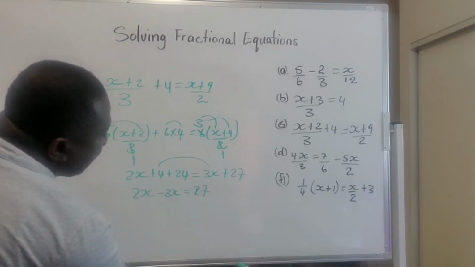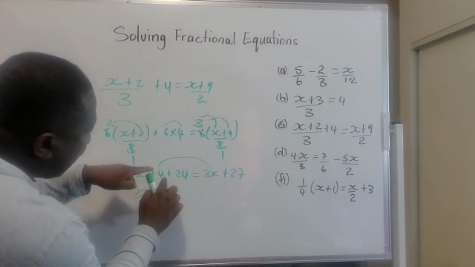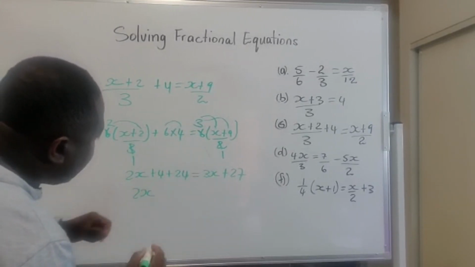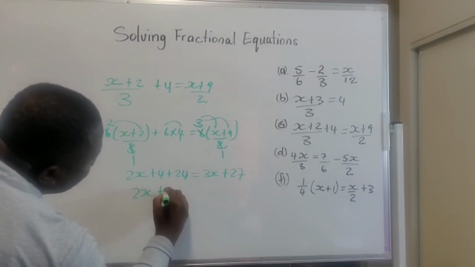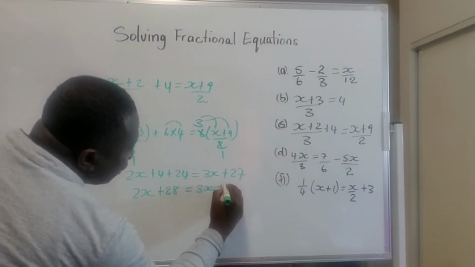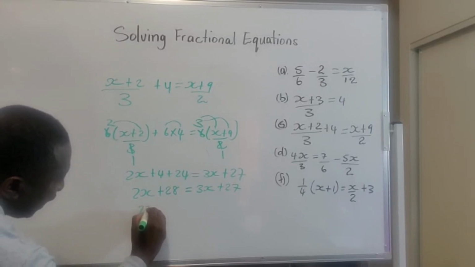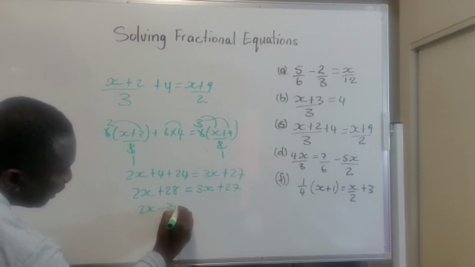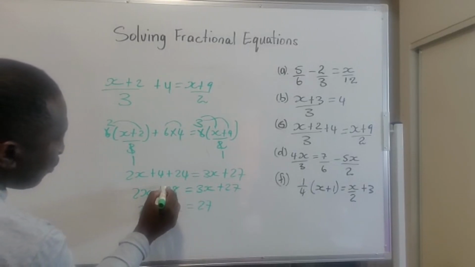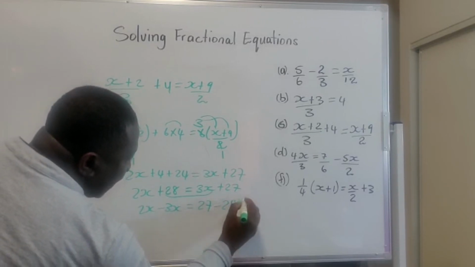Bring over, or better yet guys, why not just go ahead here and add these two values here first. Now let me add these two values here, which will give us a positive 28 is equal to 3x plus 27. Now we can bring over 2x minus 3x is equal to 27 positive. Bring over my 28 over this side, making it negative 28.